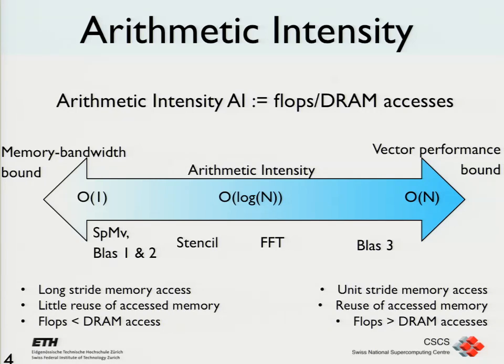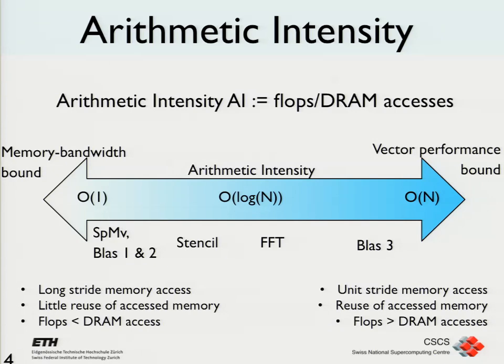If your arithmetic intensity is very small, for example, you have a sparse matrix vector multiply, or a code that's based on Blas 1 and 2, you will have a memory bandwidth bound problem. This means that the limiting factor of your code will be the memory bandwidth of your cluster. As the arithmetic intensity increases, for example, stencils are somewhere between the two, but in general, they have a very low arithmetic intensity. Fast Fourier transforms are proportional to log n. And if you want to have a code that's close to the peak performance of your machine, you will have to use, for example, a Blas 3, which is Dgemm, or matrix multiply routines.